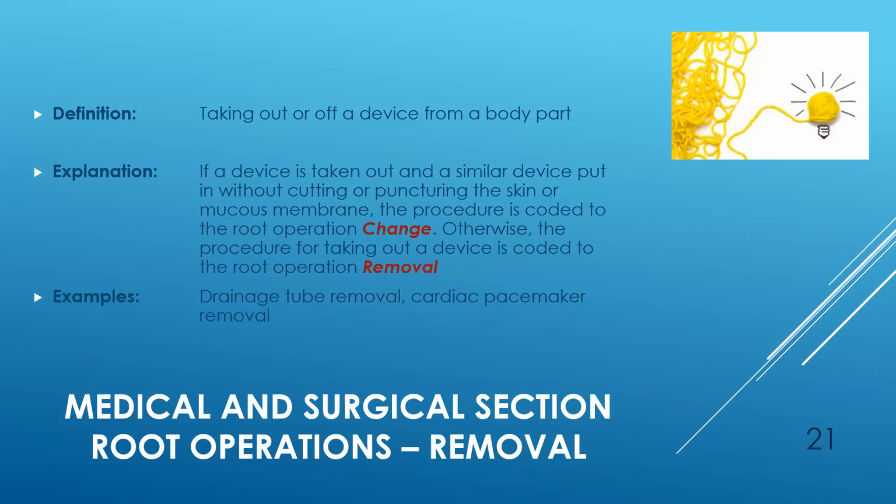Again, a good example would be drainage tube removal. They just pull it out. Cardiac pacemaker removal. Typically, then you would also do the replacement. I think it affects, well, I don't think, I know. You'd want to get both codes because if you leave out the removal code, you won't land the right DRG, the diagnostic related group, or reimbursement, for a replacement versus the initial insertion of a pacemaker.